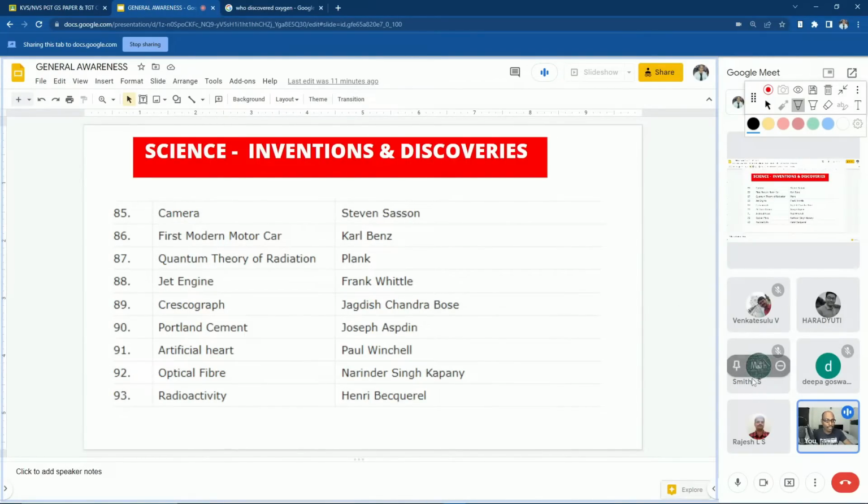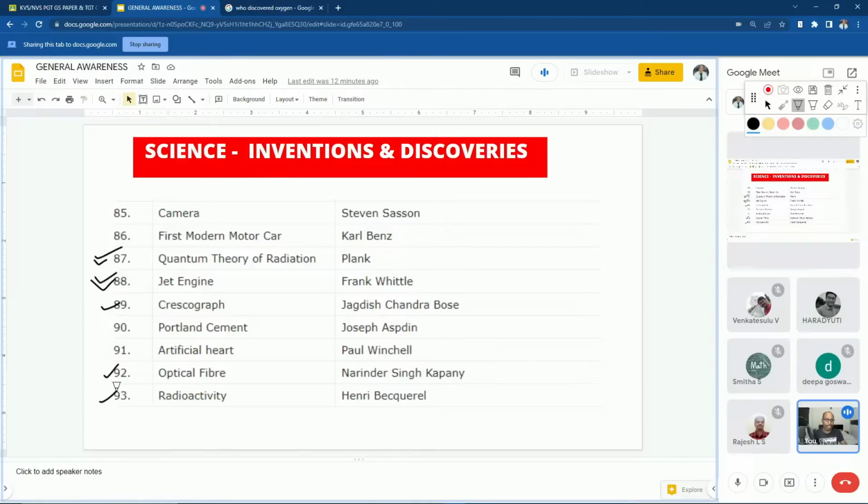Who reads? Smita ma'am, you read correct? Will I read, sir? Camera, Steven Sasson. First modern motor car, Carl Benz. Quantum theory of radiation, Max Planck. Jet engine, Frank Whittle. Spectrograph, Jagdish Chandra Bose. Next, Portland cement, Joseph Aspdin. Artificial heart, Paul Winchell. Optical fiber, Narinder Singh Kapany. Next, radioactivity, Henri Becquerel. Right.